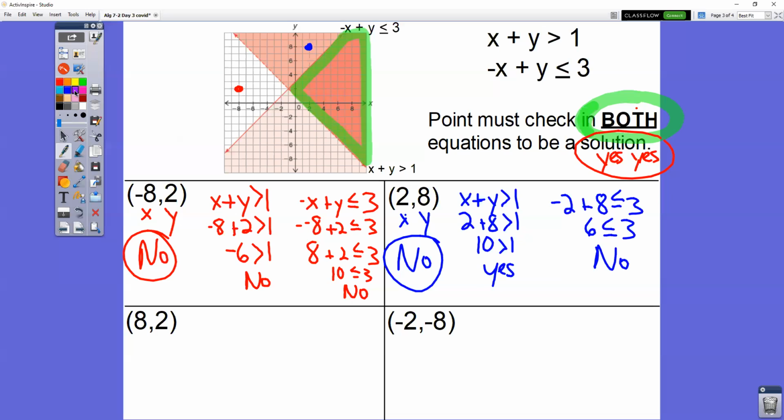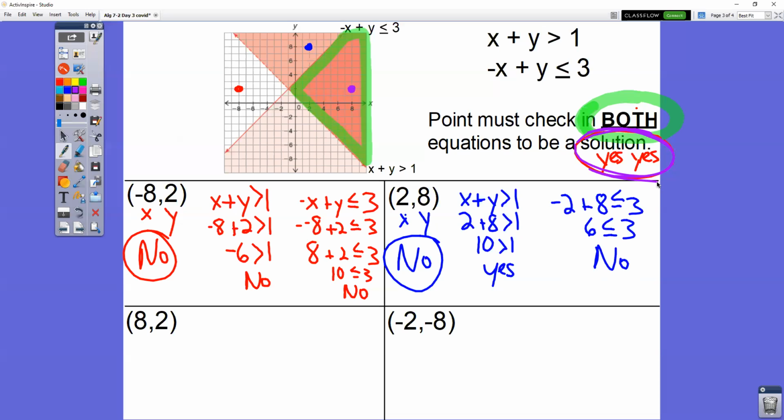Let's take a look at the next one. The next one says (8, 2). So I'm going to cheat and go to my graph first. Over to 8, up to 2. When you take a look at this purple point, notice that this purple point is in the double shaded area. That means that both of them are going to be yeses because this is going to be a solution.